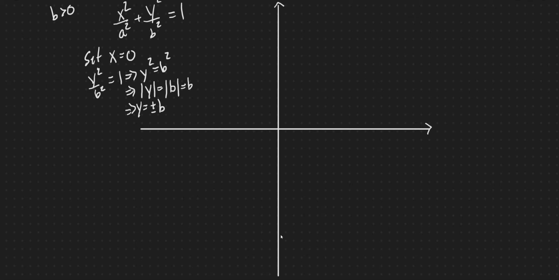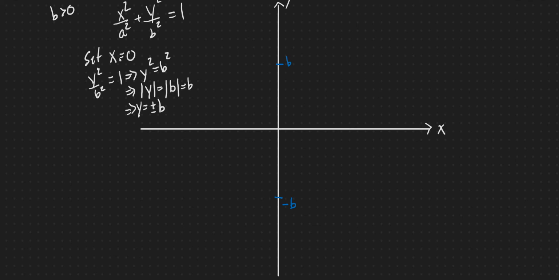So when x is 0, again, that corresponds to the y-axis, right? X is 0 at every point on the y-axis. Y is either plus or minus b. So let me draw in positive b, and on the other side, negative b. All right, so that's interesting.